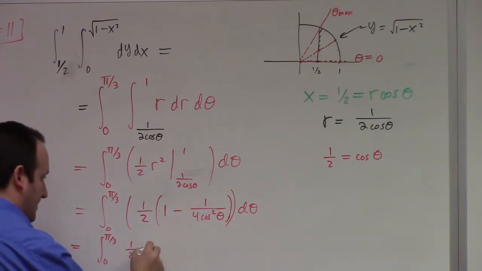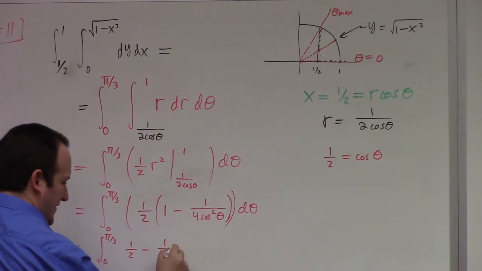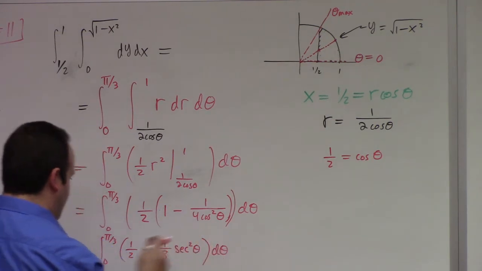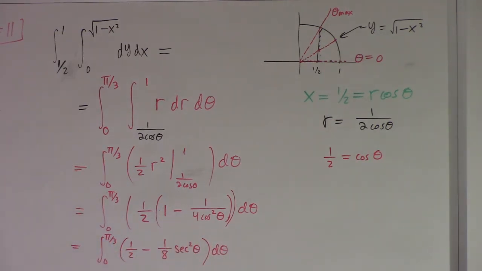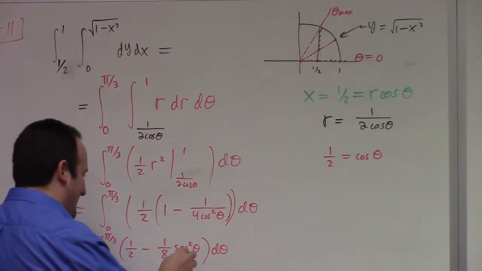Let's rewrite that as something more interesting. 1/2 minus 1/8. What is that? That's secant squared theta, yeah? d theta. Oh man, how do we integrate secant squared? Yes, secant squared's integral is tangent. It's a basic integral. If you don't know it and you try to derive it, you're in a bad place. But we've all done it at some point or another.